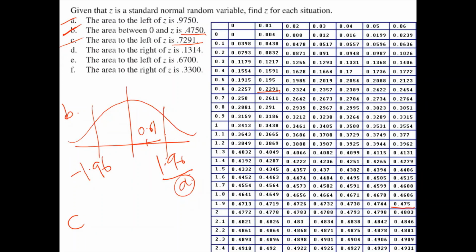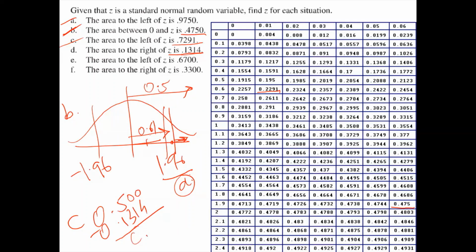So the area to the right of Z is 0.1314. On the right-hand side, my total distance is 0.5, out of which this distance is given as 0.1314. That means I can know the distance from the mean till this point by subtracting 0.1314 from 0.5. So what is the answer? 0.3636.